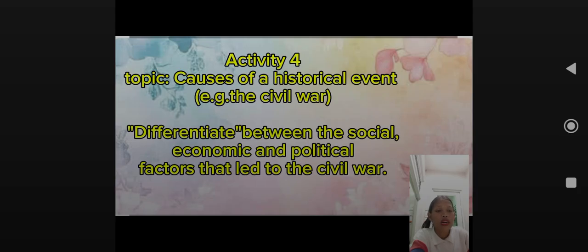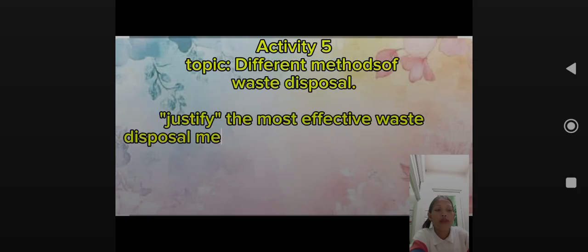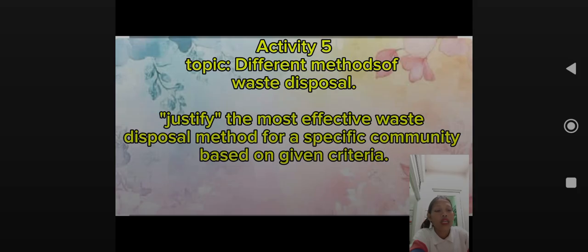Activity 5, different methods of the waste disposal. So, justify the most effective waste disposal method for a specific community based on given criteria. So, the activity verb is justify. So, when the learners make judgments, critique, or assess the value of ideas or materials based on criteria and understanding.